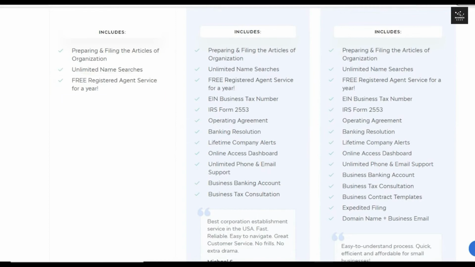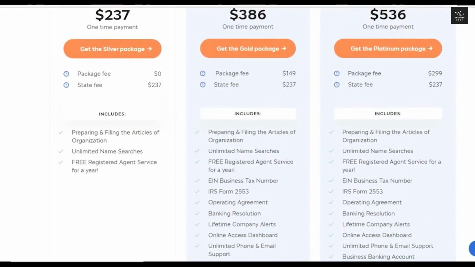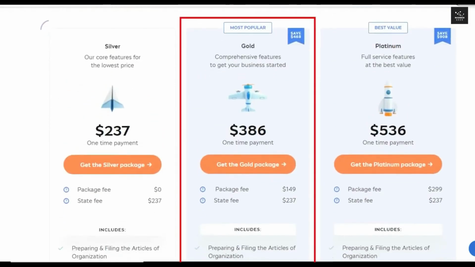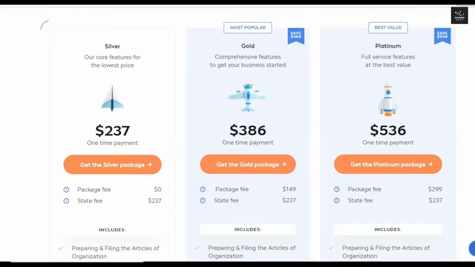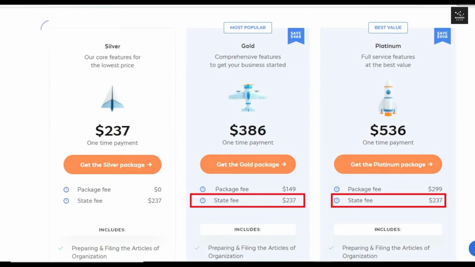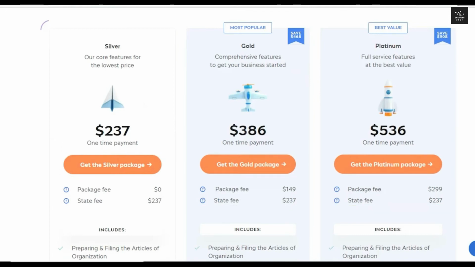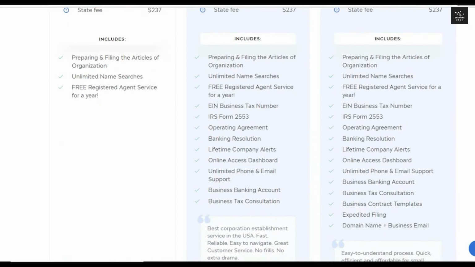Incfile's next packages are the Gold and Platinum packages, which both have package fees already on top of the $237 state fee. Each package has its own set of services which are all worthy of the subscription you are paying for. The Gold package offers you the benefits of filing reports and taxes for your LLC.